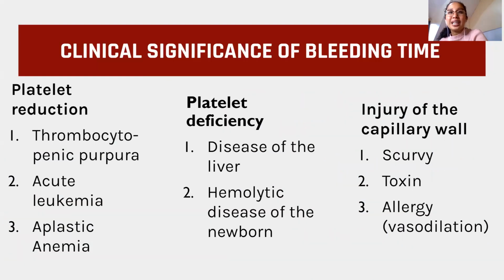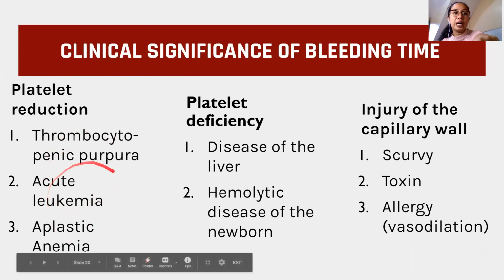So class, the clinical significance of bleeding time: either there are decreased platelets, in cases of thrombocytopenic purpura, acute leukemia, aplastic anemia, platelet deficiency, or injury in the capillary wall.